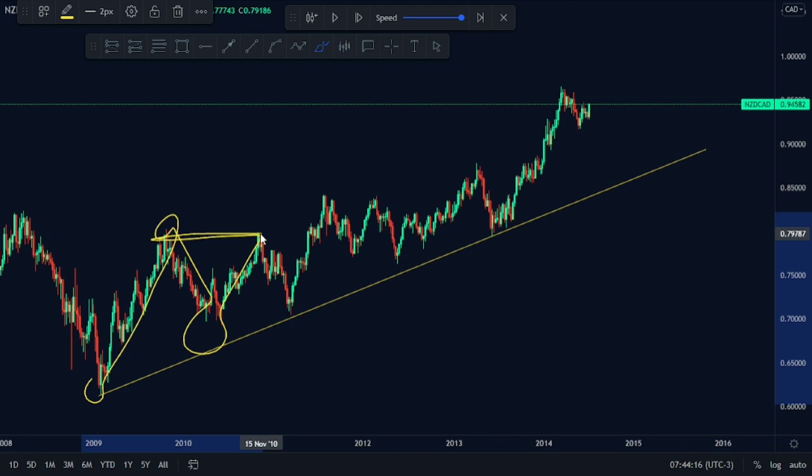It failed to break it. It went back down to grab enough strength. It's called collecting orders. After that, it went back up. It broke this previous high and gave you what? A new high. That's why you're calling it what? A higher high, because it's higher than the previous high.